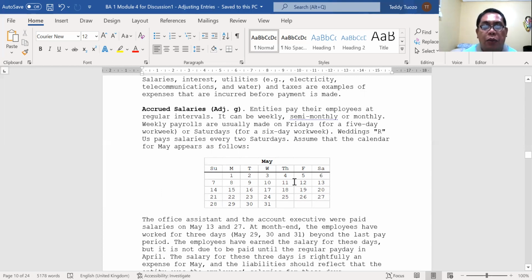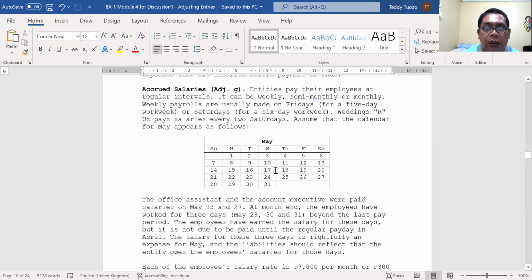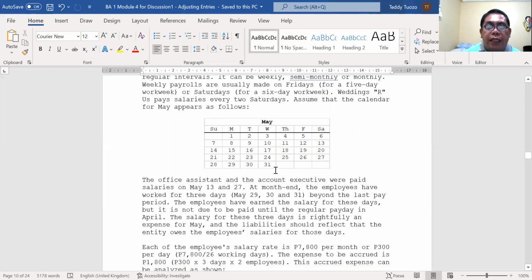Okay, we are just assuming this calendar, which is not for 2021. The office assistant and the account executive were paid salaries on May 13 and 27, so it is every 2 weeks. If weekly, then they should be paid at the end of the week on Saturdays. If their work week ends on a Friday, then they should be paid every Friday.